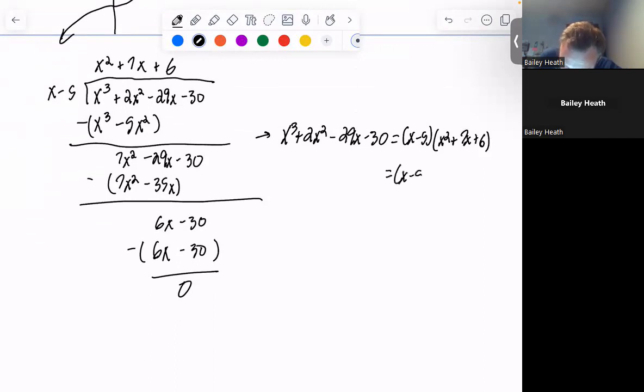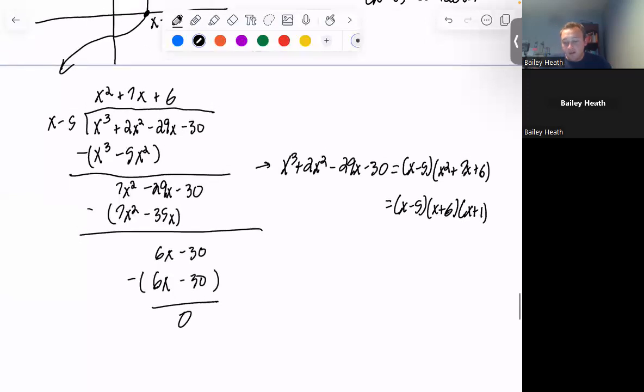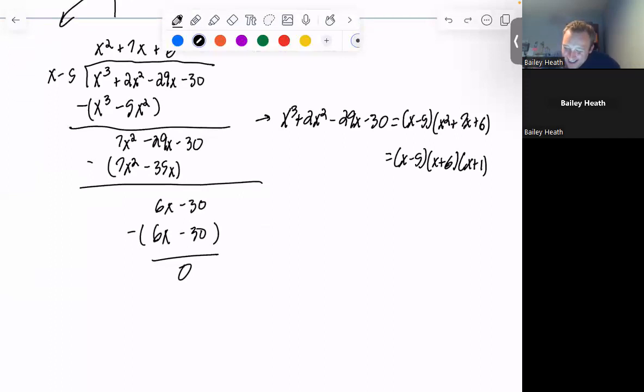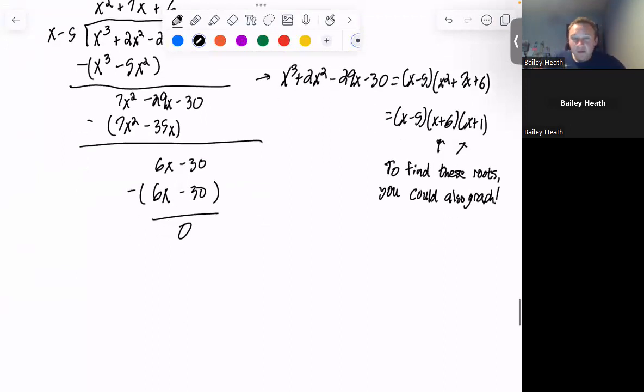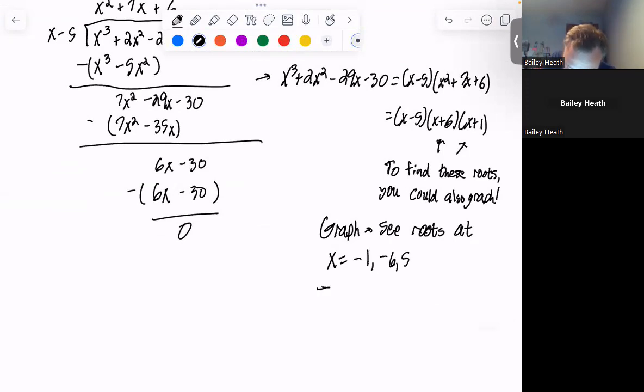And now you can check that this becomes x plus 6 times x plus 1. Okay. So then I just factored this polynomial. Maybe another thing I'll add is that to find these roots, you could also graph. So maybe a better strategy might be to graph the thing, see that it has roots at x equals minus 1, minus 6, and 5. And the factors must be x plus 1, x plus 6, and x minus 5.